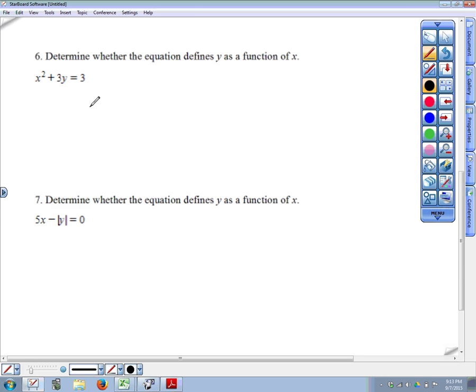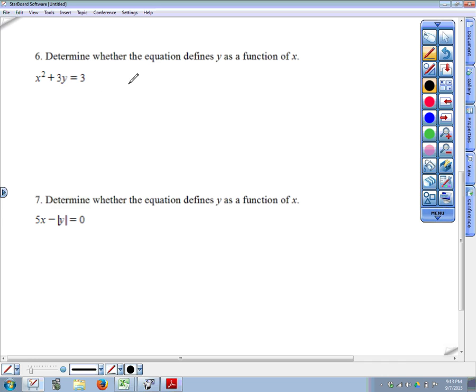So, two ways I guess you could think about this. Graphically, if we were to produce a graph of either one of these, it would have to pass the vertical line test. Or, if you plugged one number in for x, you'd have to get a single number out for y. One number in, one number out. That's the definition of a function.